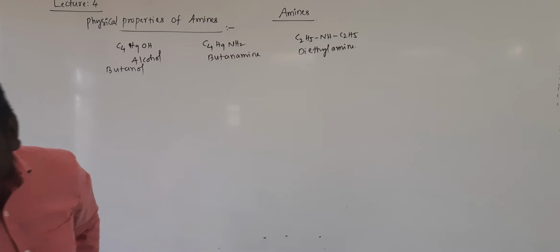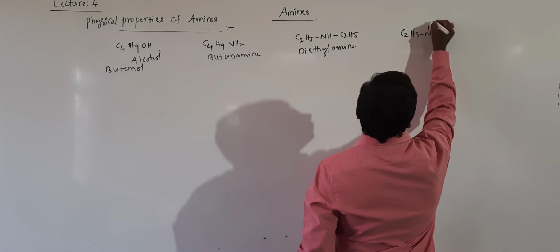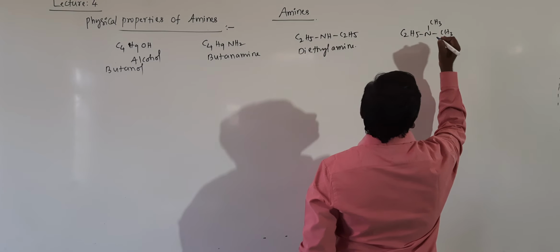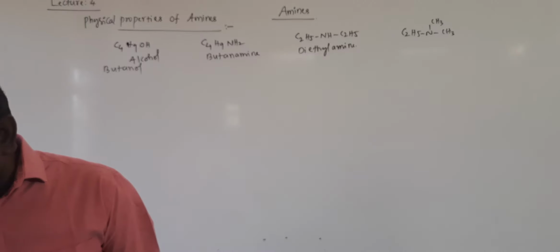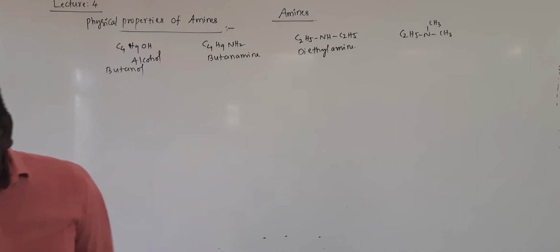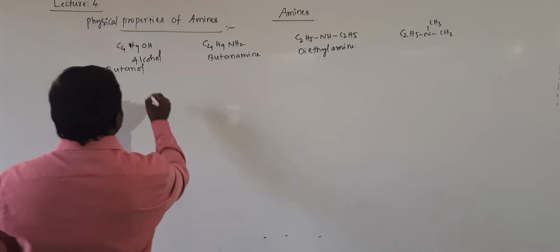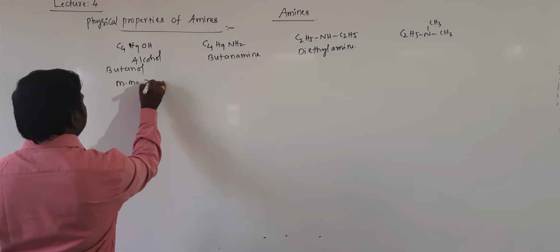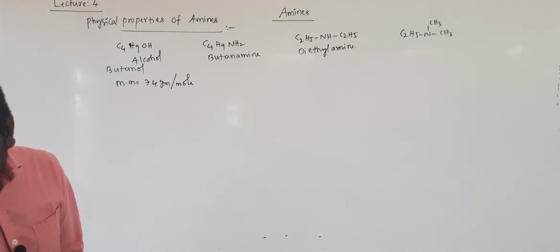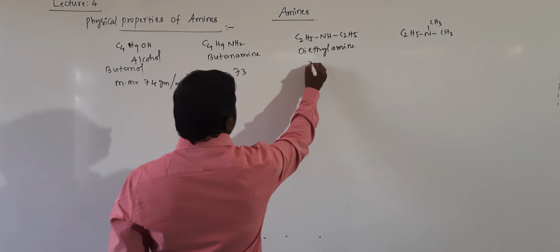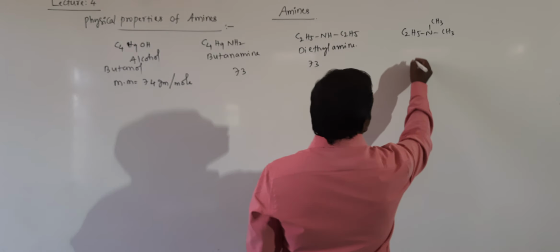Next, C2H5NCH3 twice, right students. Then for all of these the molecular mass is 74, 73, 73 grams per mole, right? So this is 73, 73, it is also 73, and for that 72 it is.